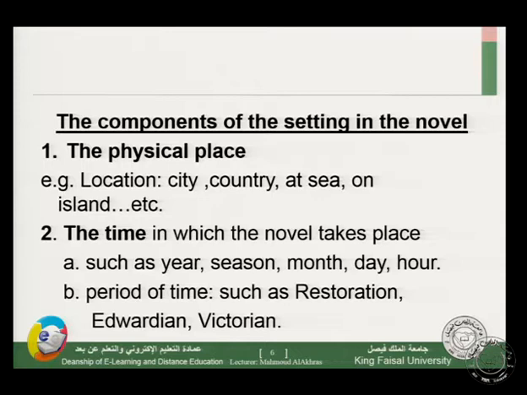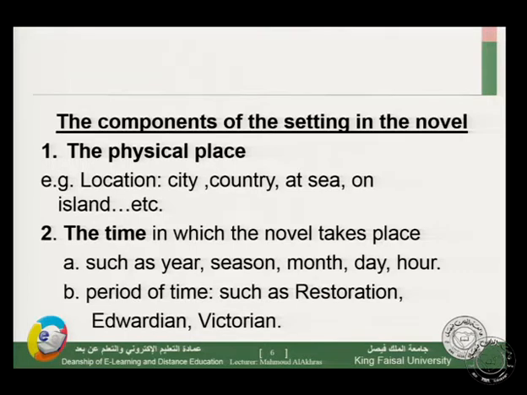The first component, we have the physical place. This is the first one. Such as what? Location. For example, we have the name of the city or the country, or we have action at sea or island.